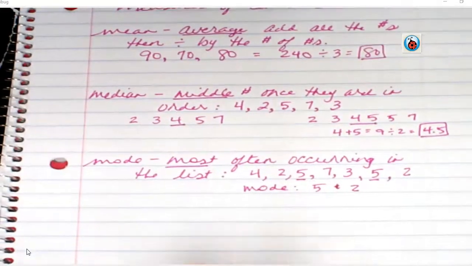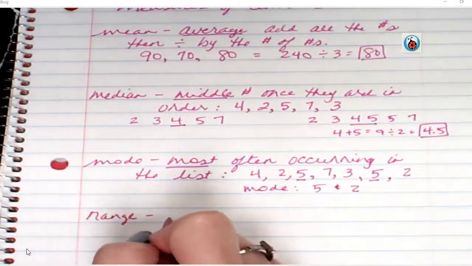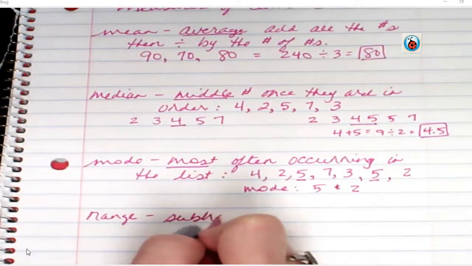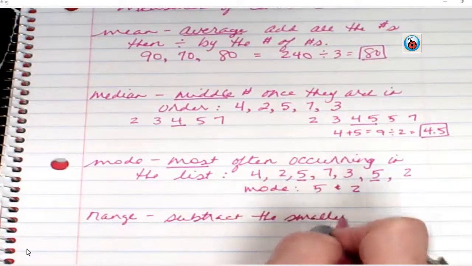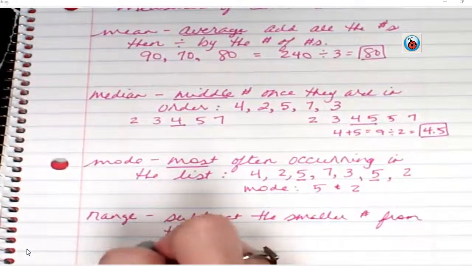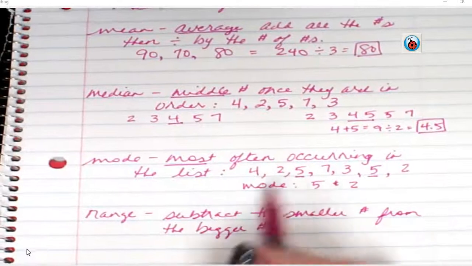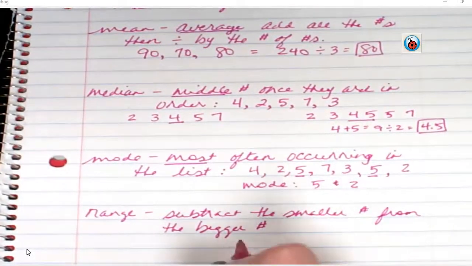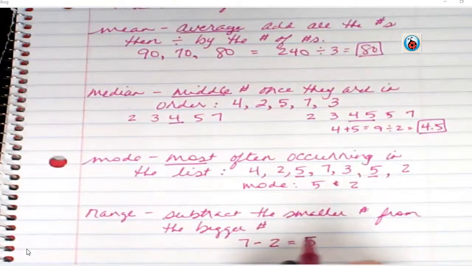Next, we're going to talk about range. The range is simply subtract the smaller number from the bigger number. So in this case, my largest number is 7, my smallest number is 2, so my range is 5.